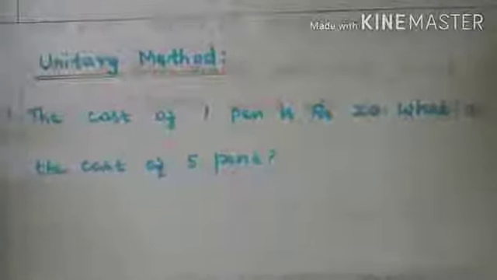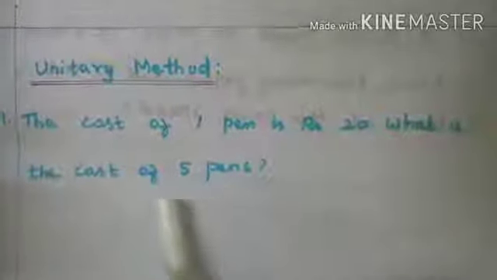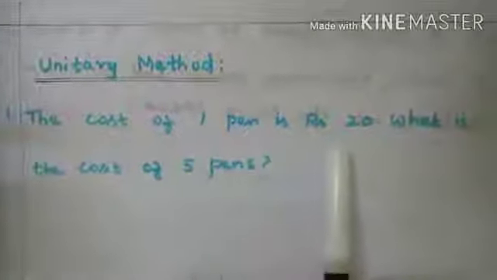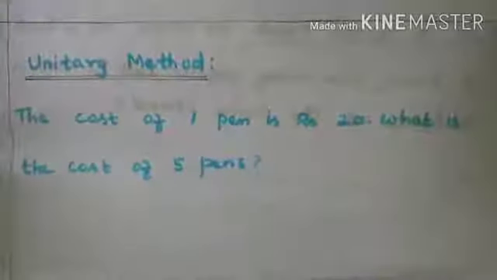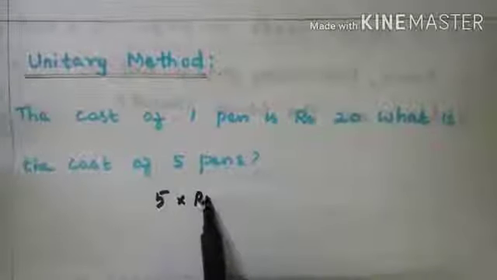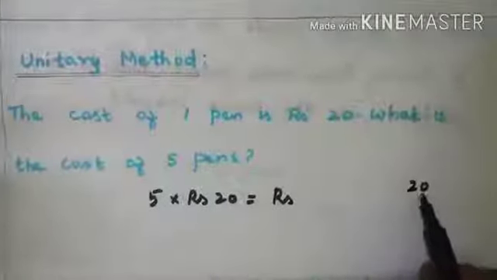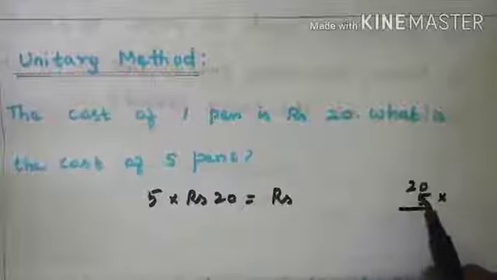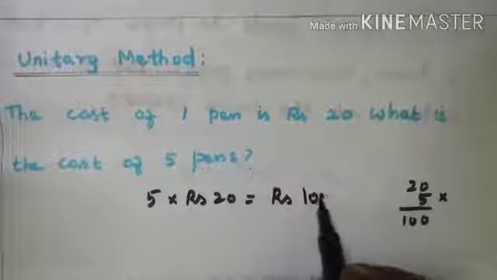Shall we start? Yes. The first question is, the cost of 1 pen is rupees 20. What is the cost of 5 pens? So 1 pen is rupees 20 and we need the cost of 5 pens. Therefore we will be multiplying. 5 into 20. Therefore cost of 5 pens equals 5 into rupees 20, equal to what? When we are multiplying 20 with 5, 0 5s are 0, 2 5s are 10. Therefore, the cost of 5 pens is rupees 100.